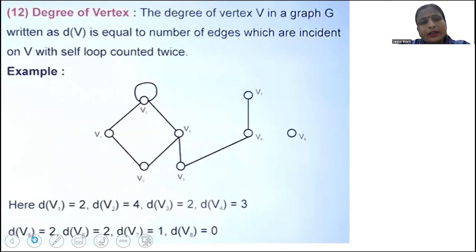And the degree of a vertex. The number of edges incident on a vertex is called the degree of the vertex. Here in this case, V1 has two edges connecting with it, so the degree of vertex V1 is 2. Similarly for V2, there is a self loop also. A self loop is considered as two edges for this vertex, and two other edges are also connecting. So the degree of this vertex is 4. In this way, we can determine the degree of all the vertices.